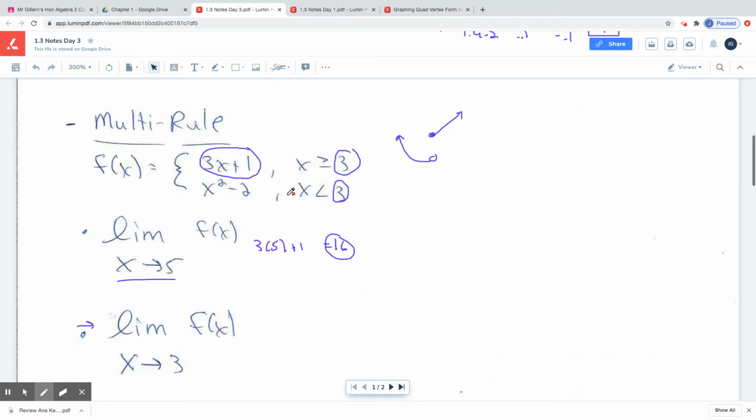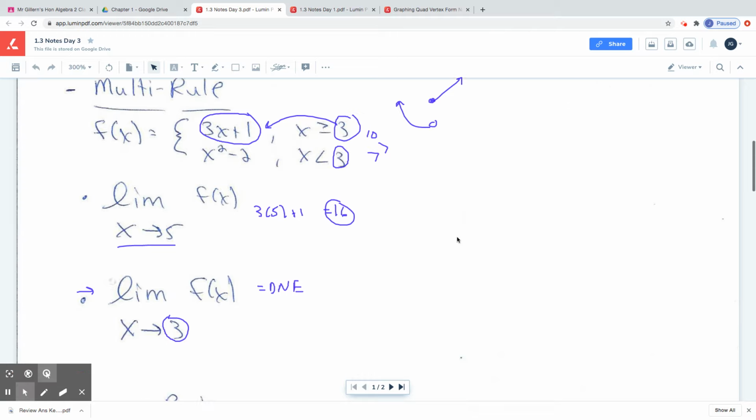So what you have to do with a multi-rule one, where you're finding where x approaches 3 and 3 is where it splits up, you have to plug into both. When I plug 3 into this one, I get 10. When I plug 3 into that, I get 7. Since they're different, the answer is DNE, does not exist. If they were the same, that would be the limit. So for a multi-rule, when you're approaching a value that's the dividing point, you plug into both. If it's not this number, then you plug into only one, and that is your answer.